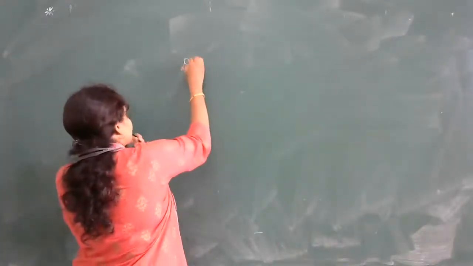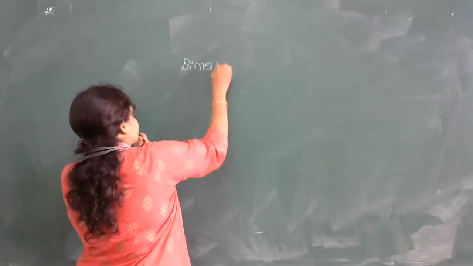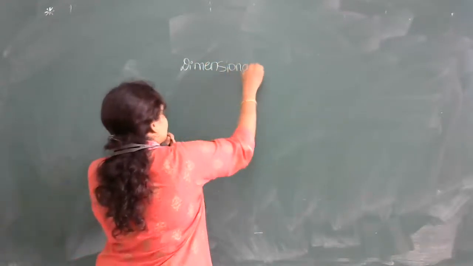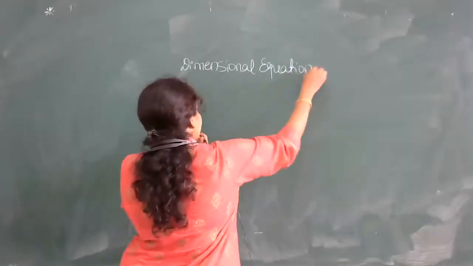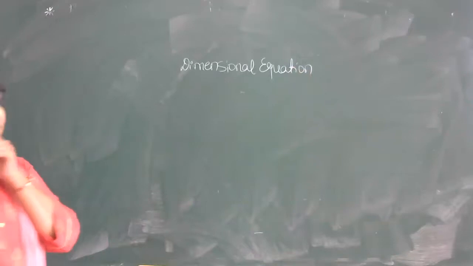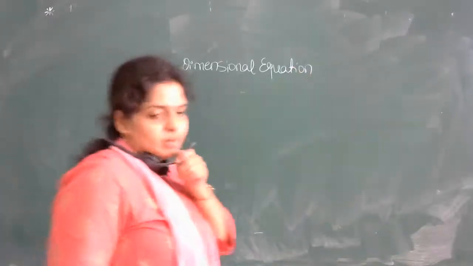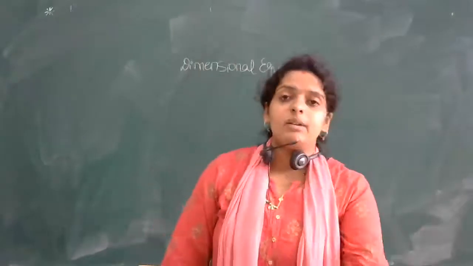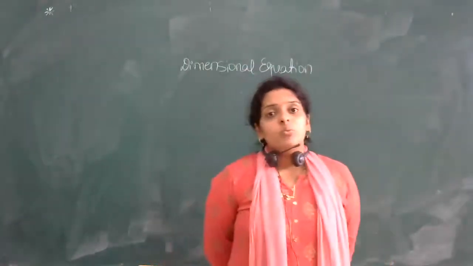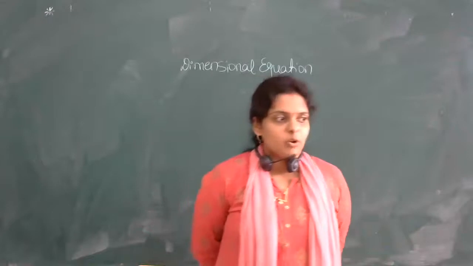Okay. So we have one definition, that is dimensional equation. So what do you mean by dimensional equation here? Dimensional equation is nothing but the equating. It is equating the given physical quantity with its dimensional formula.